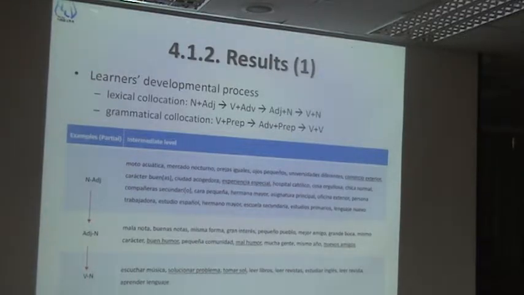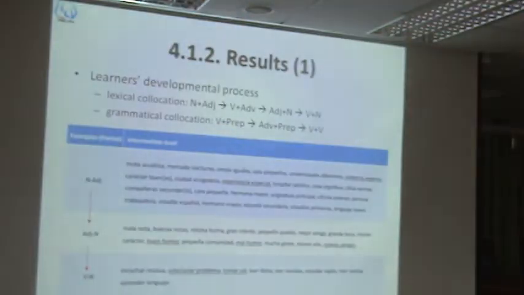So here, after comparing the learner's text and the revised text, we conclude the learner's developmental process of Spanish collocation. For lexical collocation, we concluded that the learner learned the noun-adjective collocation first, then verb-adverb, adjective-noun, and verb-noun. And for grammatical collocation, we concluded that learners learn the verb-preposition collocation before adverb-preposition, and before verb-verb.